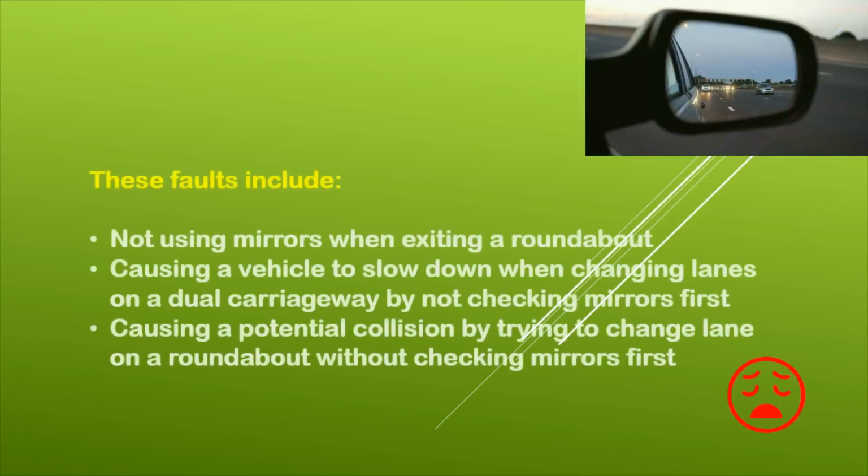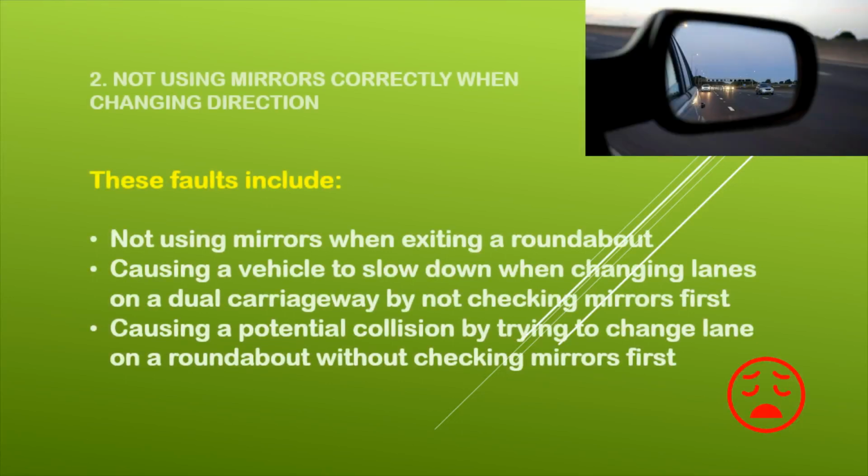The second most common fault is not using mirrors correctly when changing direction. These faults include not using mirrors when exiting a roundabout, causing a vehicle to slow down when changing lanes on a dual carriageway by not checking mirrors first, and causing a potential collision by trying to change lane on a roundabout without checking mirrors first.